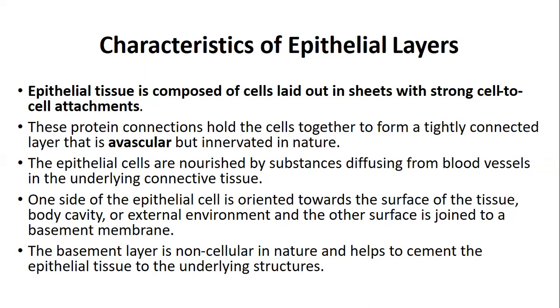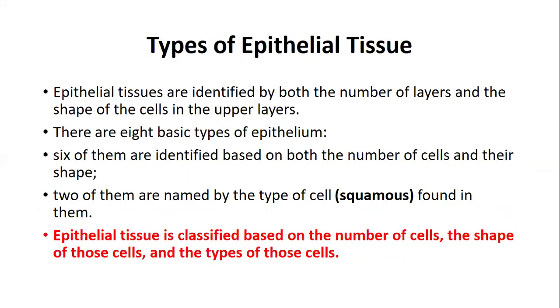The epithelial cells are nourished by substances diffusing from blood vessels in the underlying connective tissue. One side of the epithelial cell is oriented towards the surface of the tissue, body cavity, external. So you find that the covering is always made up of the inner tissue and the interior and exterior layer. The nourishment of these epithelial cells diffuses from the blood vessels underneath this tissue. They are the ones sending nourishment to the upper covering.